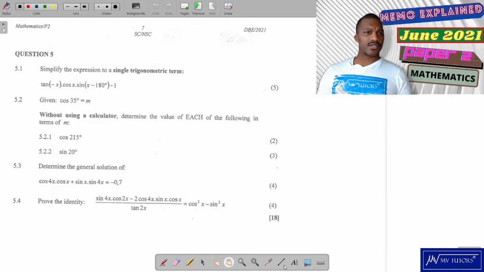We are doing question 5 now of the June 2021 Mathematics paper 2. Okay, let's get right into it. Now it says simplify the expression to a single trigonometric term. Okay, and we're given that. I'm just gonna rewrite that.